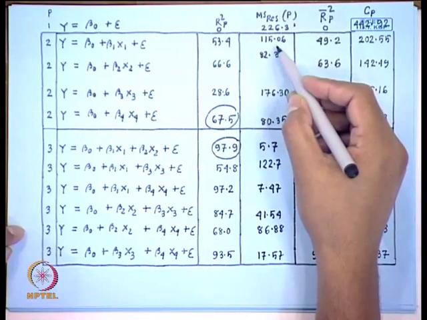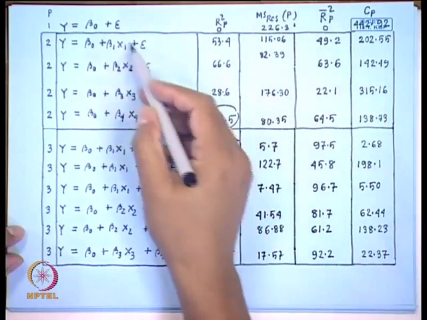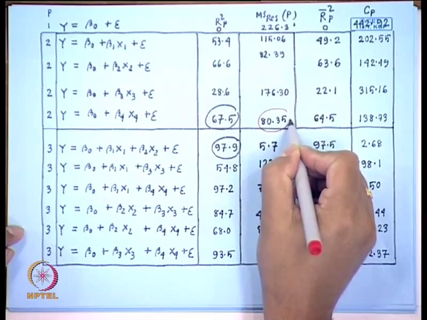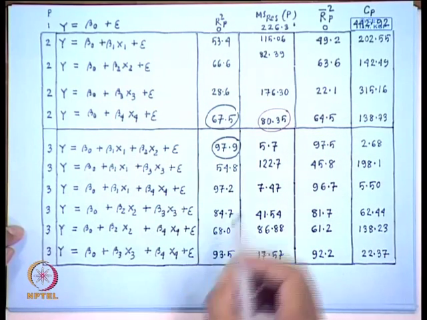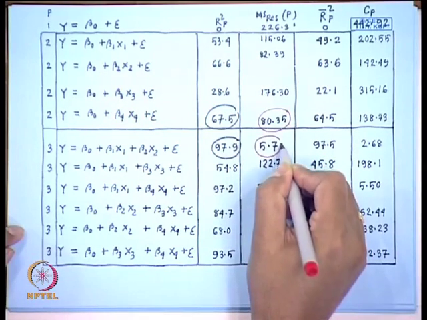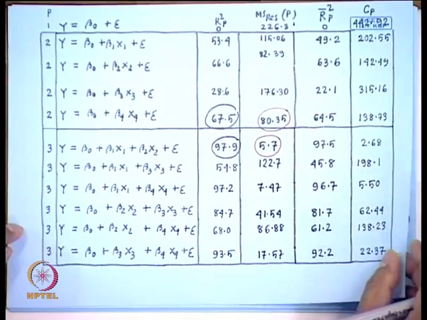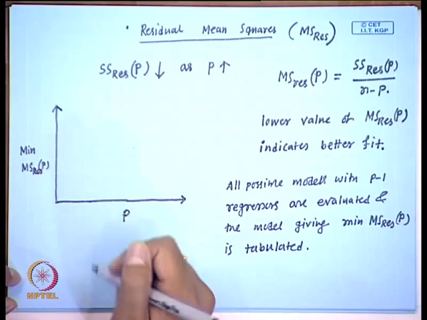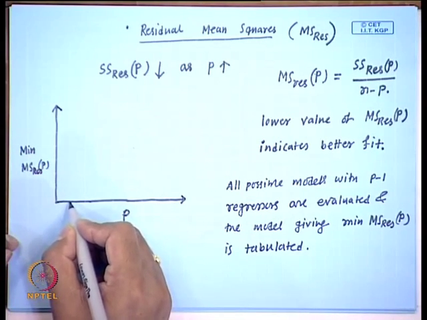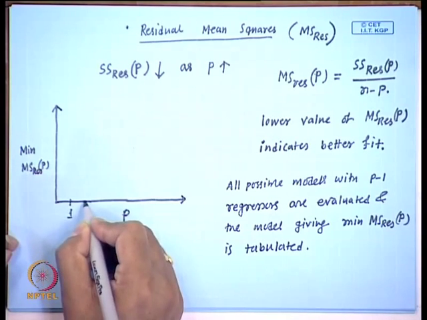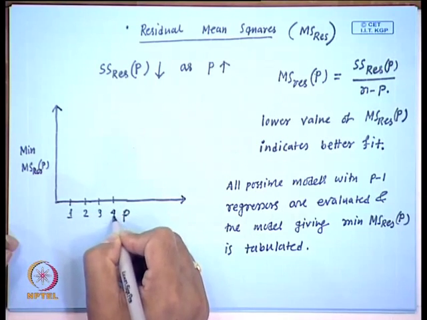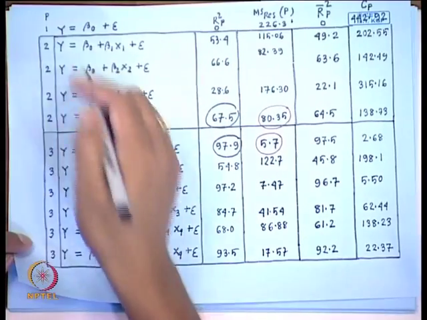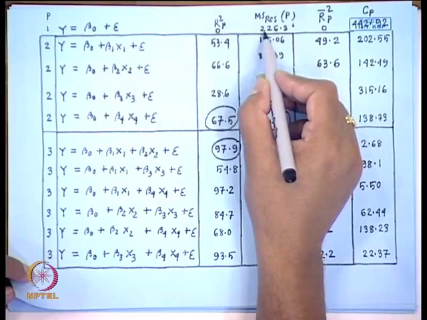the minimum MS residual value in this class is 80.35. So, we tabulate this one, and the minimum in this class is 5.7. So, we will tabulate this one in this graph here. So, for p equal to 1, p equal to 2, 3, 4, 5. Well, for p equal to 1, that means no regressor, the MS residual value is 226, right.